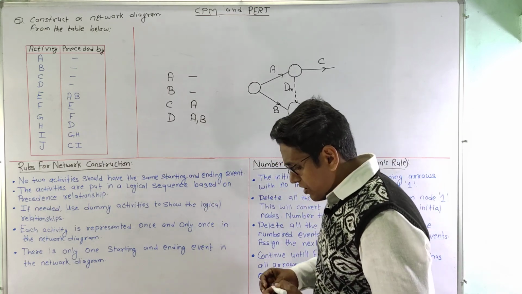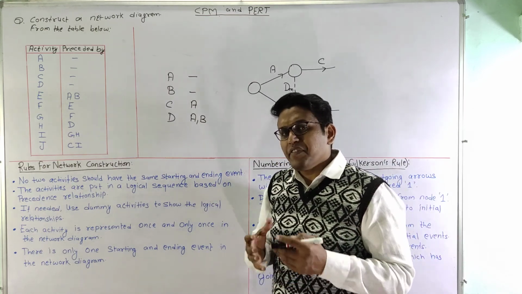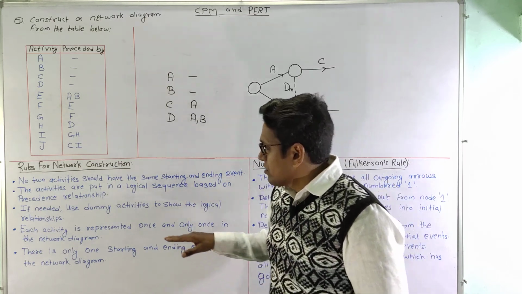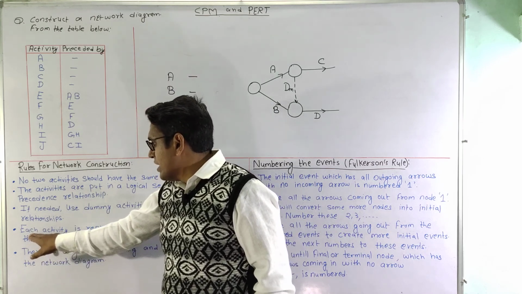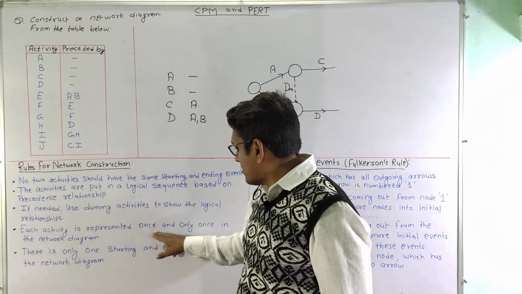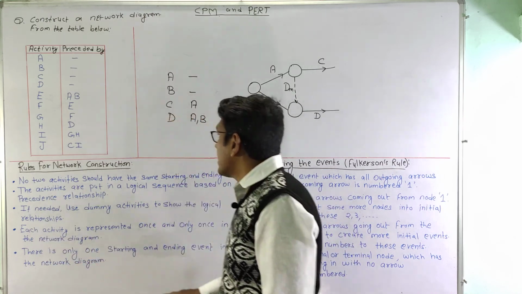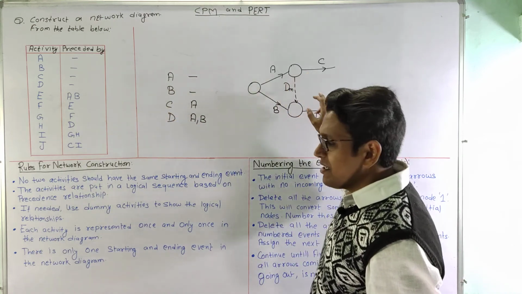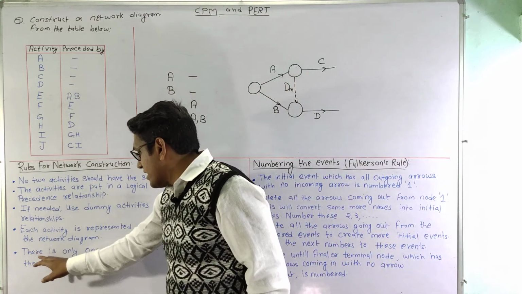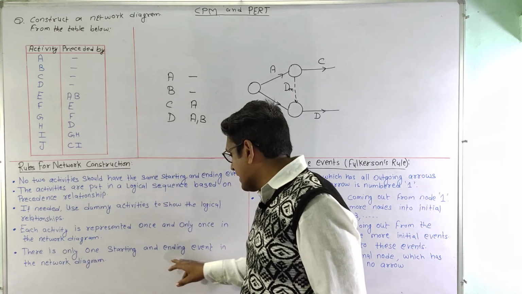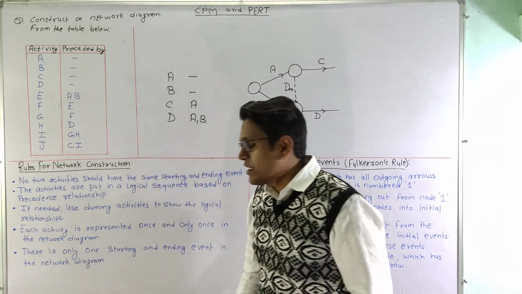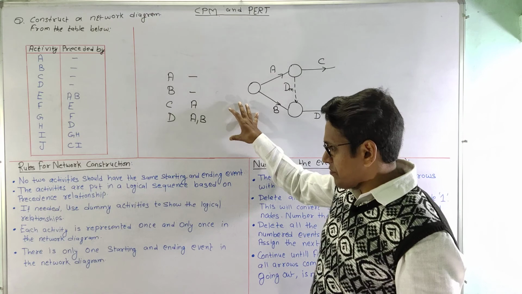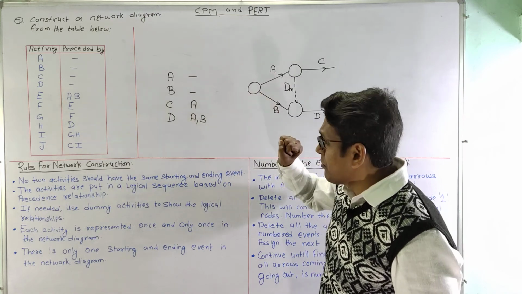So this is the use of dummy activity, and in the network construction we will see how we can use the dummy activity judiciously. Let us move on to the next point. Each activity is represented once and only once in the network diagram. That means every activity that has been mentioned can only be drawn once, and there is only one starting and ending event in the network diagram. This is very important because we cannot have multiple starting or ending events in a network.